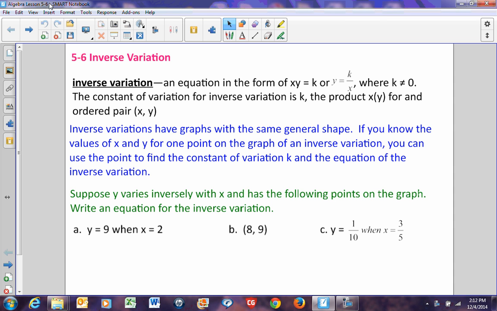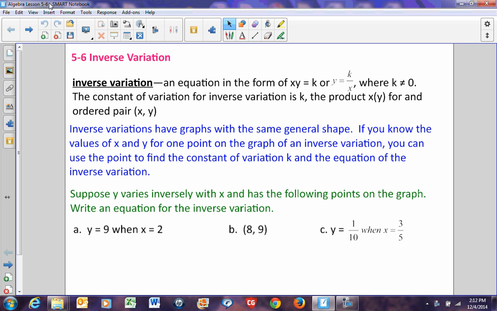This is lesson 5-6, inverse variation. Many people think that inverse variation is the exact opposite of direct variation. In some ways this is true, and in some ways this is not. Inverse variation is similar in some ways, but it is quite different in others.